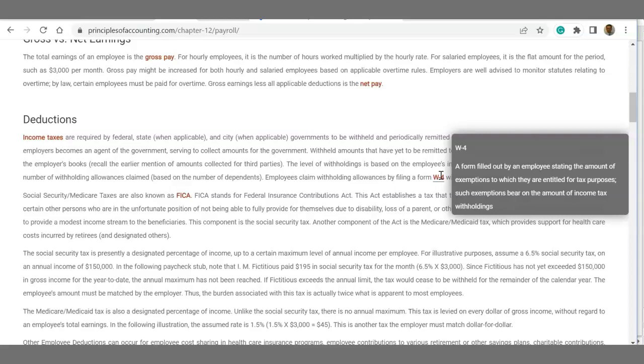That means you tell in the Form W-4 that you are single, you are married, and how many dependents you have. And based on that, if you are married with 5 dependents, the withholding of income tax will be less. But if you are single with no dependent, then withholding on the income tax will be much higher from your paycheck. And the information in W-4 will be used in the payroll software to calculate what amount of tax needs to be withheld.